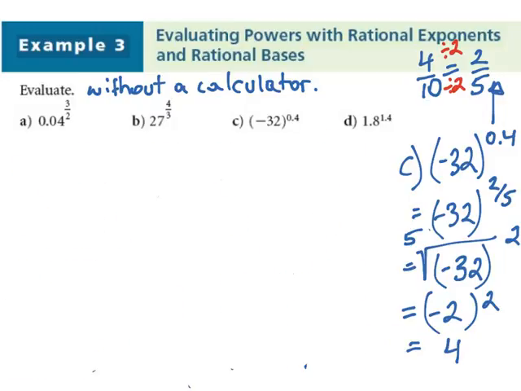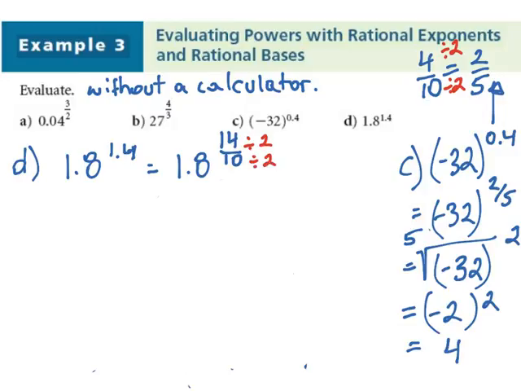For part D, we're going to use a similar method as we did in part C. First of all, 1.8 to the power of 1.4 is the same thing as 14 over 10, which can be reduced further by dividing by 2 to 1.8 to the power of 7 over 5.